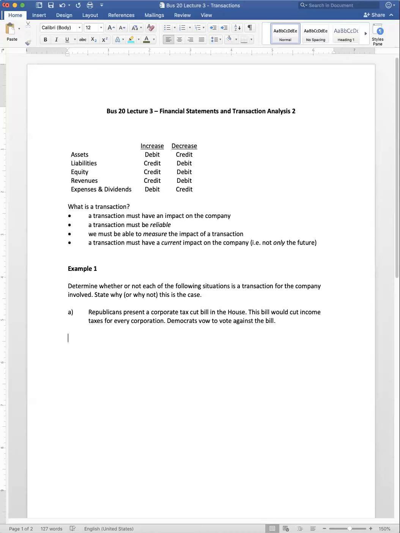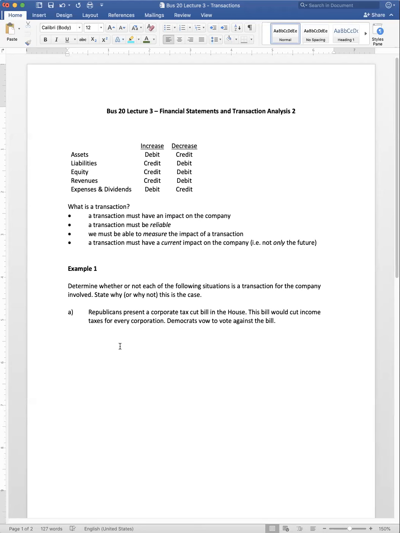So you may have an instinct, is it a transaction or not? But let's go through the criteria. First, does it impact my company? Well, if I pay income taxes and it's going to cut income taxes for every corporation, then it's definitely going to impact me. So it does impact my company.